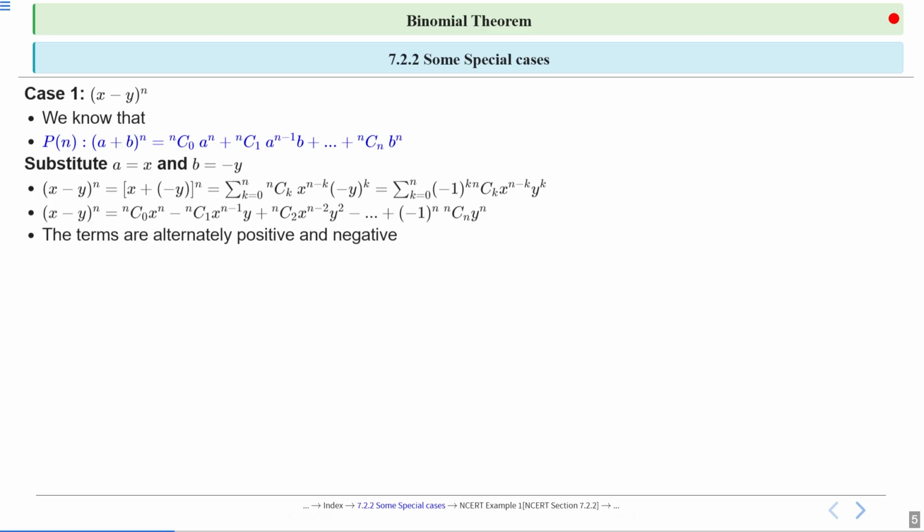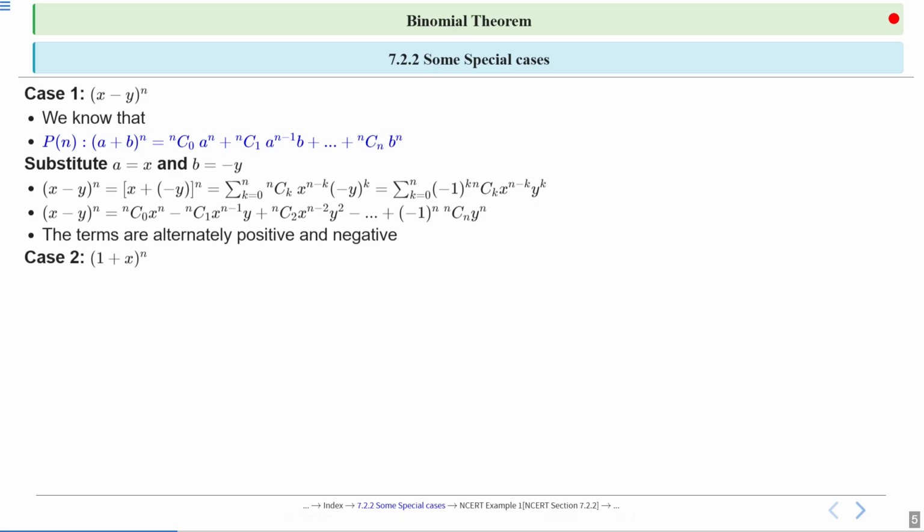Now, it's important to observe that the terms in the expansion alternate between positive and negative. Okay, here in the expansion, you can see the first term is positive, the second term is negative, then third term is positive, then fourth term will be negative. Okay, so it actually alternates between positive and negative. Okay, this pattern is due to the minus y to the power k, which introduces a negative sign for odd values of k.